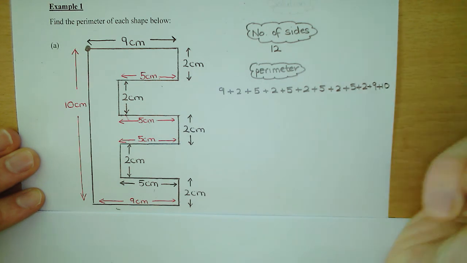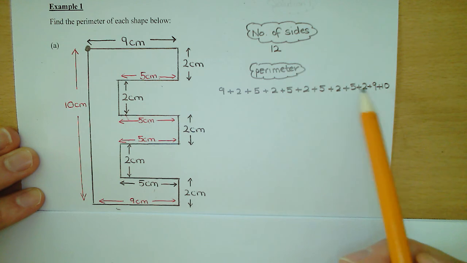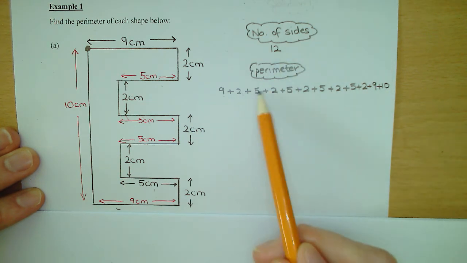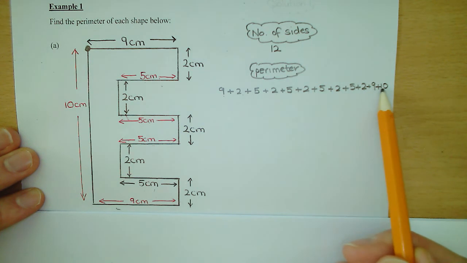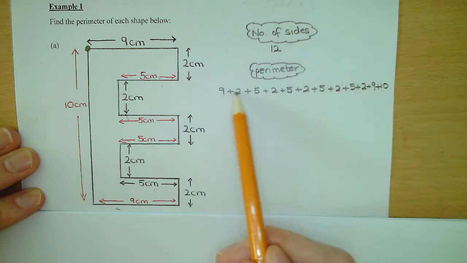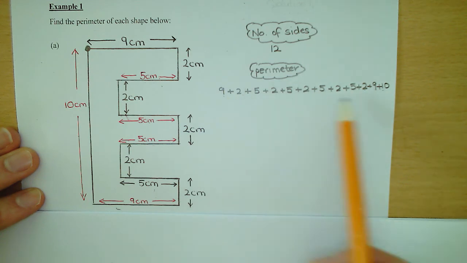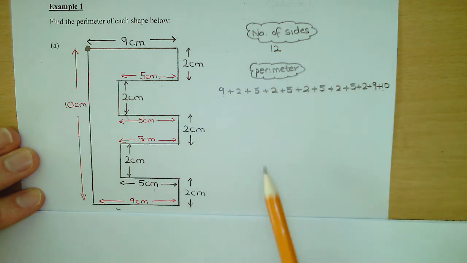Now, don't add the numbers yet. We need to check that there's 12 of them because there's 12 sides. So let's see, 1, 2, 3, 4, 5, 6, 7, 8, 9, 10, 11, 12. Perfect. So now we'll go ahead and add them. Now, I've written the addition out here in a horizontal list because the numbers that we're adding are very small. If the numbers were bigger, then I would add them in a vertical list.